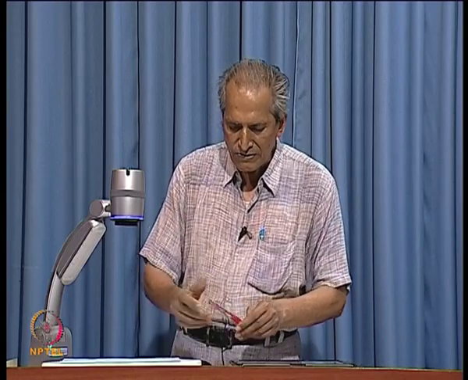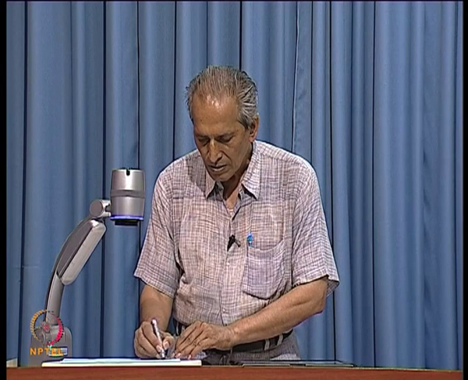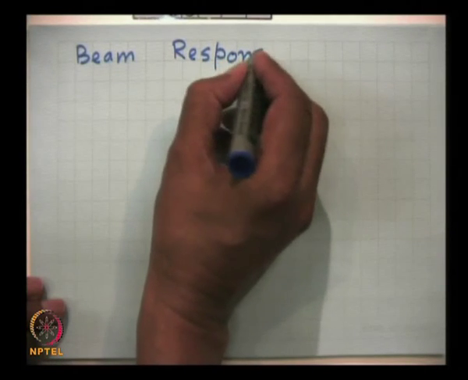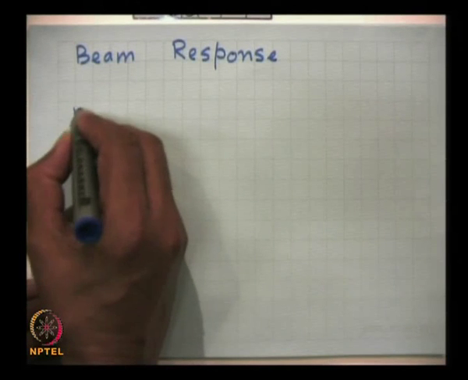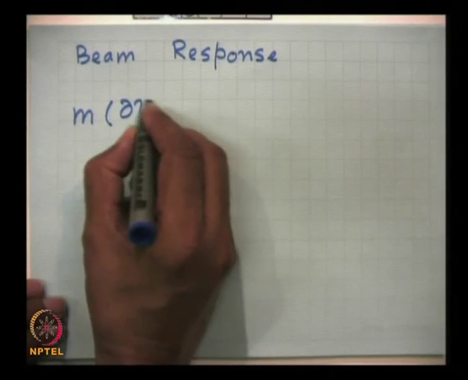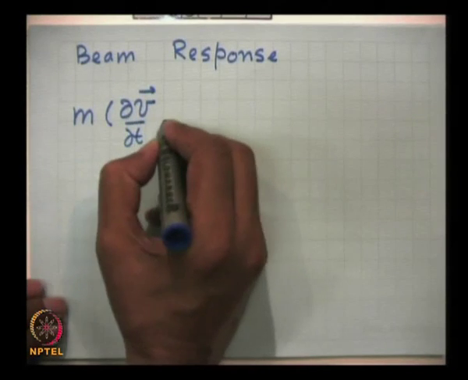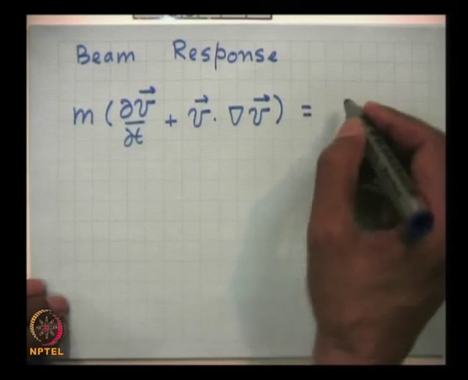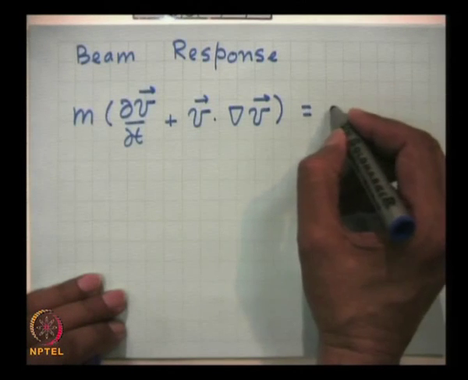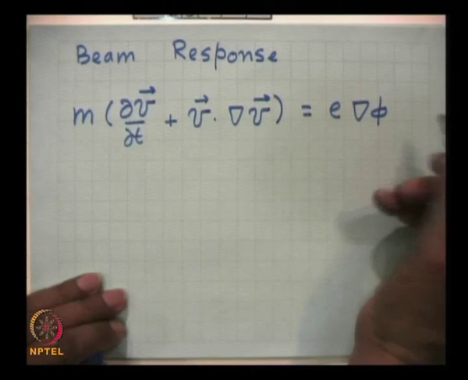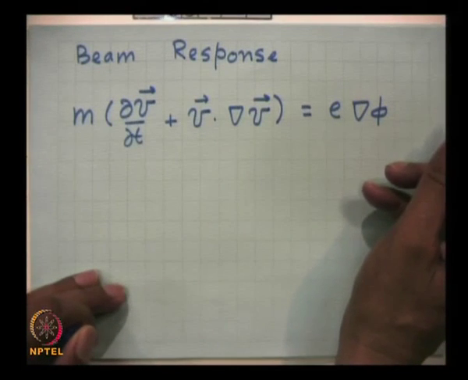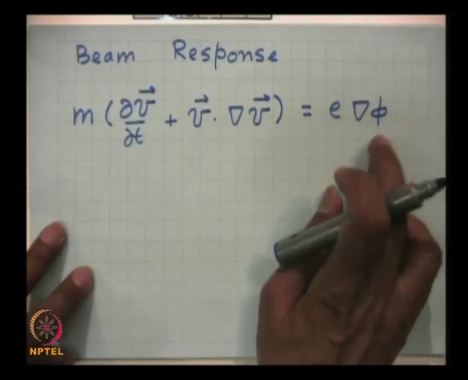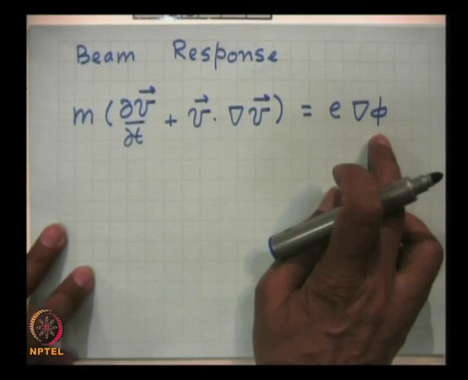So, let me calculate the beam response. The equation of motion is m times delta v by delta t plus v dot del v is equal to minus e times grad phi. There is no magnetic field, I am ignoring the pressure term and collision term. The beam response is governed by this equation. Please understand, phi is the potential of the electrostatic wave, which is a small quantity, and v is the response.